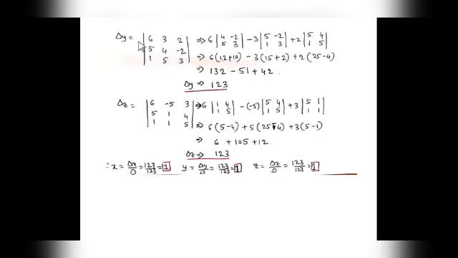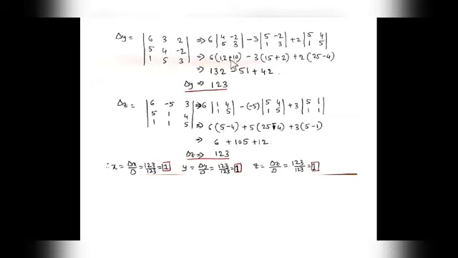Delta y. Delta y means we should not take the value of coefficients of y, but in the place of coefficients of y we have to keep the constants. We have taken here x coefficients, constants and z coefficients. We have skipped y coefficients. Again we have to solve this determinant by expanding the first row, that is 6 into minor of 6, 3 into minor of 3, 2 into minor of 2, plus minus plus.